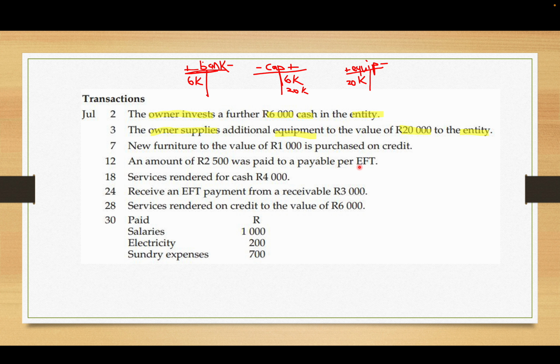Remember, when you see per EFT or just EFT, you immediately think of bank. So here it basically says that we have paid our payable 2.5. So we used cash, we used 2.5 to pay off our payables. Remember, bank is an asset, so it's going to decrease our bank by 2.5, and then it's going to decrease our payables by 2.5 because we're paying off our payables.